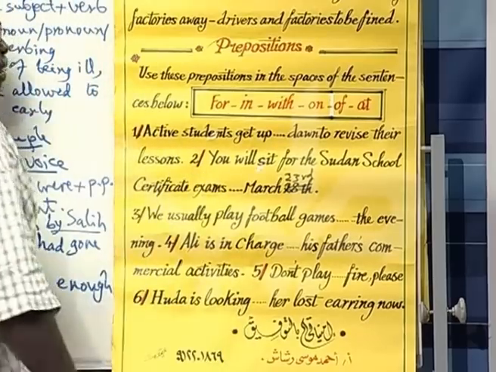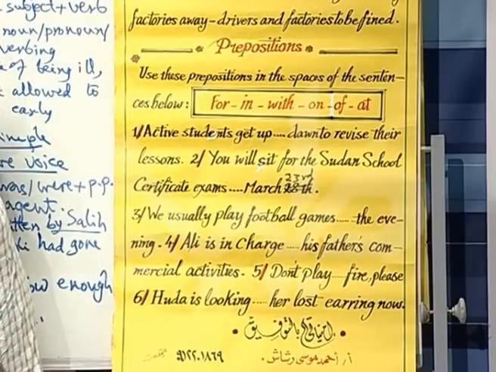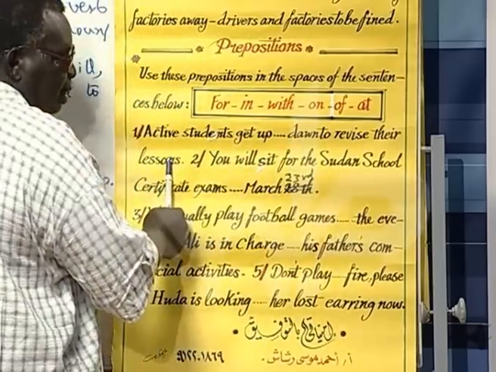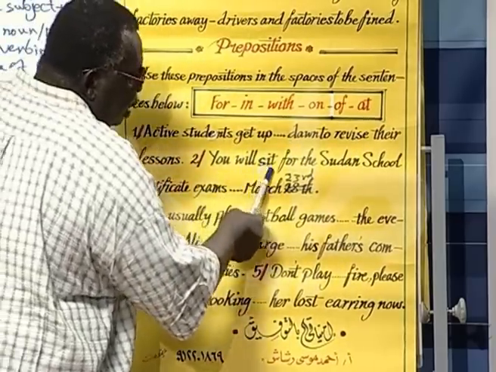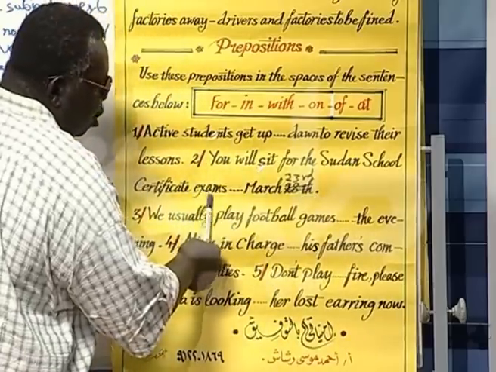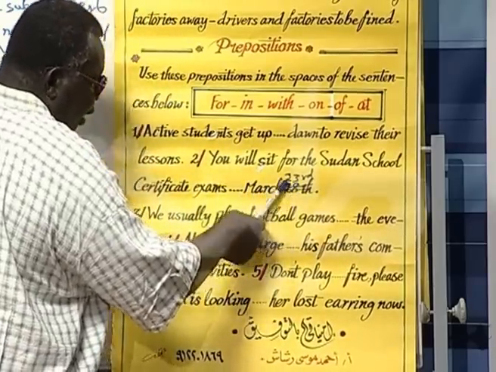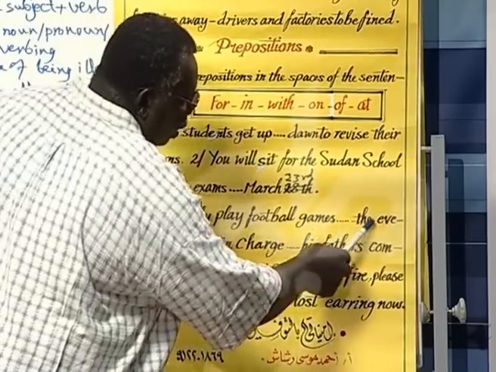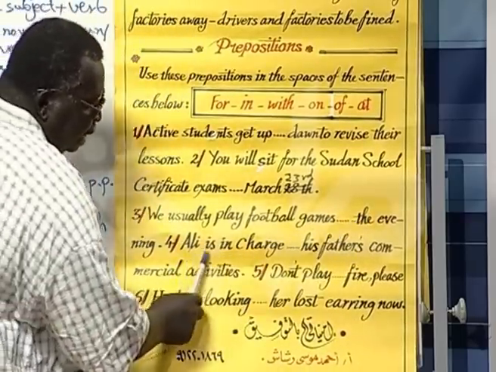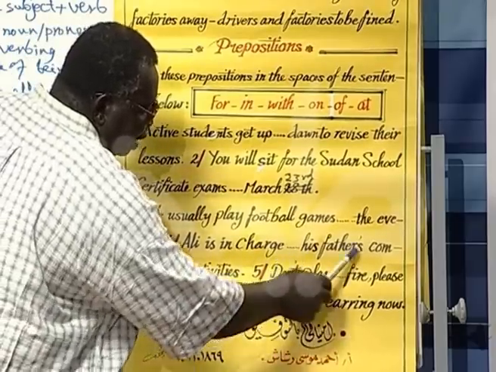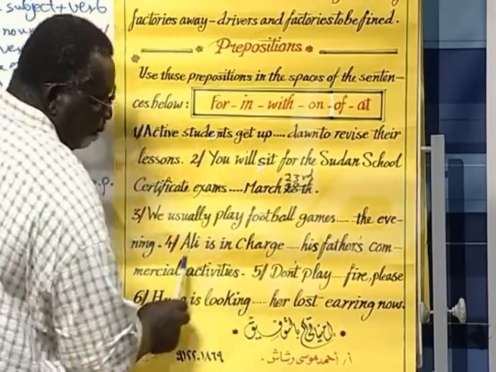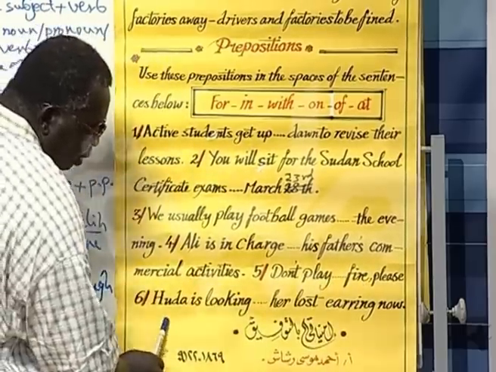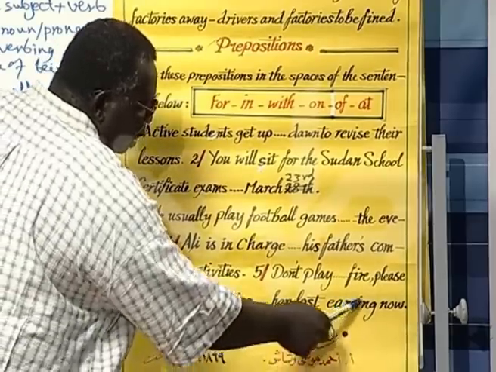I'm going to read the sentences to make sure that everything is okay. Active students get up at dawn to revise their lessons. Okay, this is a good sentence. You will sit for the Sudan School Certificate exams on March 23rd. Okay. We usually play football games in the evening. Also, this sentence is okay. Ali is in charge of, مسؤول عن, his father's commercial activities, commercial, تجاري. Activities, نشاطات. Don't play with fire, please. And the last one, Huda is looking for her lost earrings.